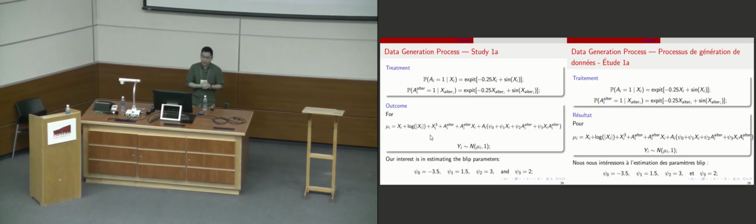So that's the data generating process for study 1A. Here for the treatment, we have the covariate X and the nonlinear part for the covariate, sin X. And for the outcome model, the treatment-free part, you can see here we have nonlinear functions, the log function and X to the power of 3. And also we have the blip part. That corresponds to Theorem 1. Our goal is to estimate the blip parameters, psi 0 to psi 3.